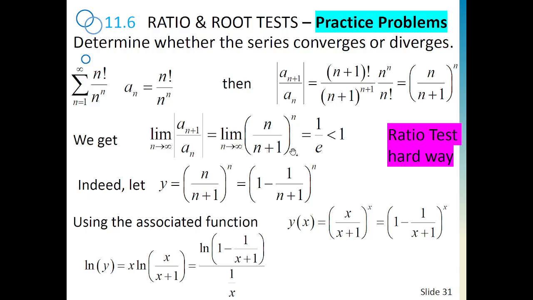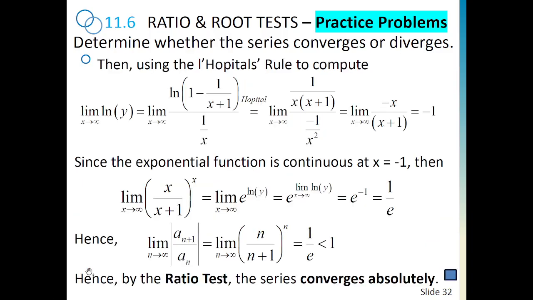Well, good luck. As in Calc 1, we need to transform this into an associated function with x. Then take the log, because we have something to power x. We take the log, rewrite it, compute the limit of the log nicely, using L'Hopital. It's a little bit messy, and then we compute that this limit is -1. Cute. Now we take the exponential of the limit of the log and we get our result.